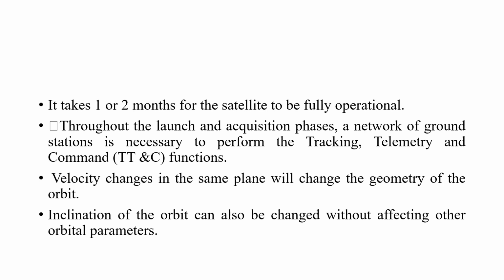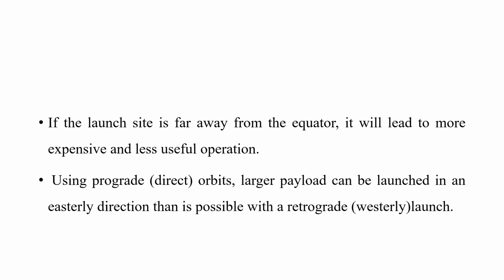Velocity changes in the same plane will change the geometry of the orbit, and the inclination of the orbit is also changed without affecting the other orbital parameters. If the launch site is far away from the equator, it will lead to more expensive and less useful operation. And using the prograde orbits, that means direct orbits, a larger payload can be launched in the easterly direction than is possible with the retrograde launch.